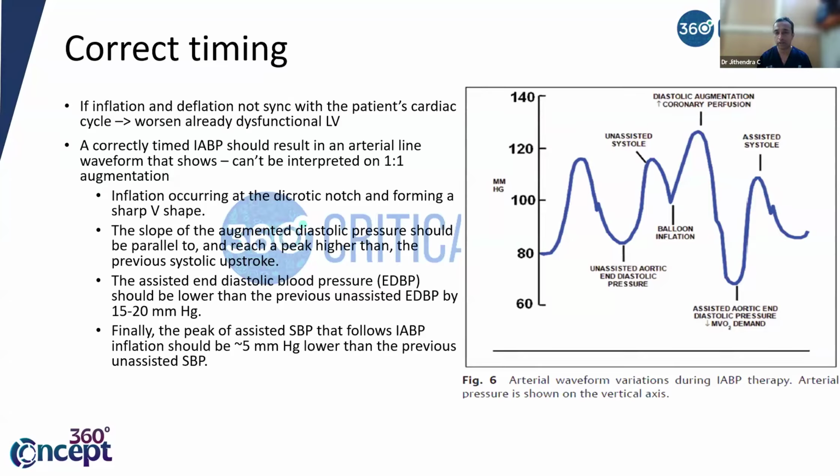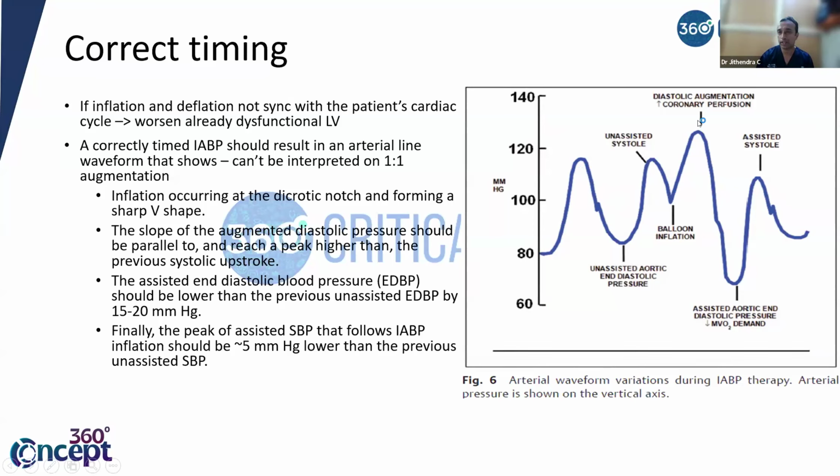So what is this augmentation? I told you if they have asked you to interpret the IABP waveform, it should be in 1:2 augmentation at least. Okay, you can't do the interpretation on a 1:1 augmentation. So I told you where should the inflation happen? This is the arterial trace. The inflation should happen at the dicrotic notch. So you'll see a sharp V there. That means that the augmentation is absolutely fine.